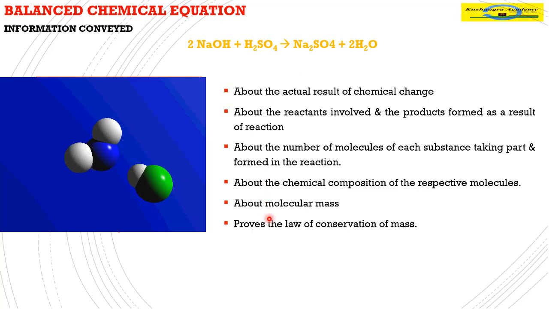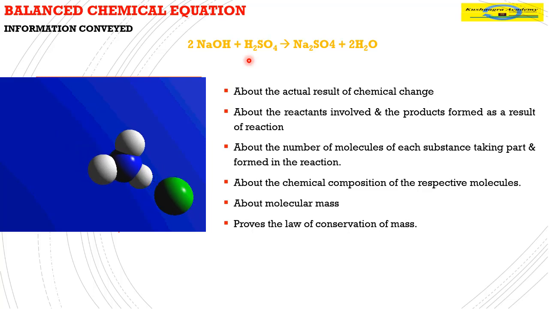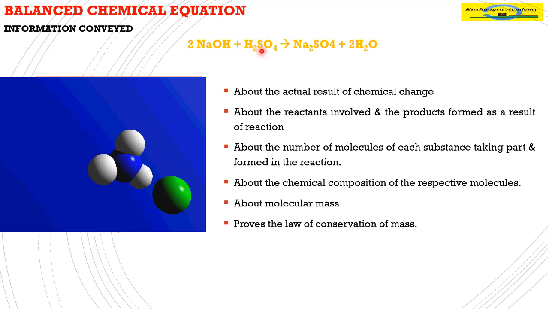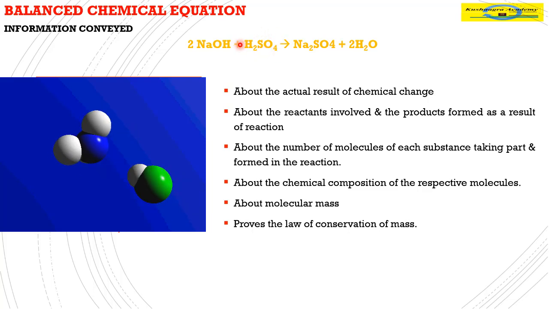It also tells about the molecular mass. In the next slide, we will study the molecular mass and the relative atomic mass. But if you know the atomic mass of sodium, of oxygen and of hydrogen, combined we can find out the molecular mass of sodium hydroxide. Similarly, if you know the atomic mass of hydrogen, sulfur and oxygen, we can easily find out the molecular mass of sulfuric acid.